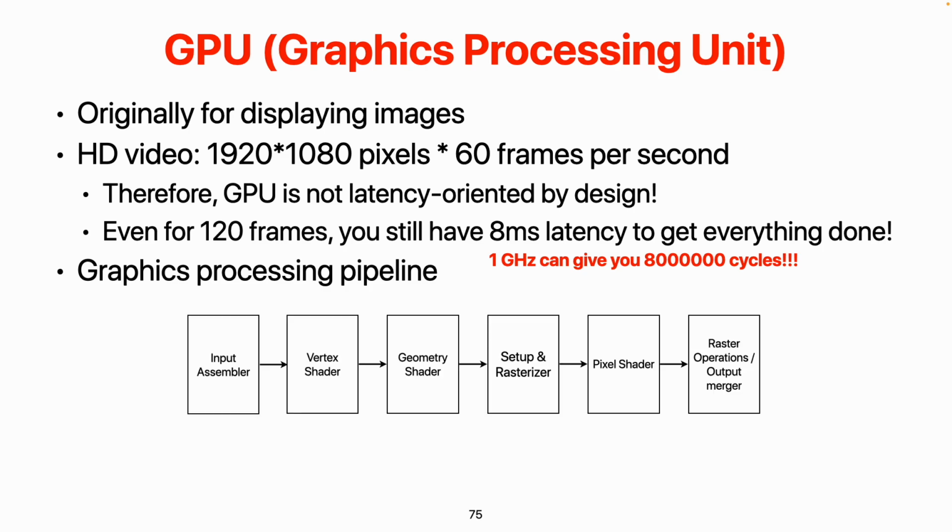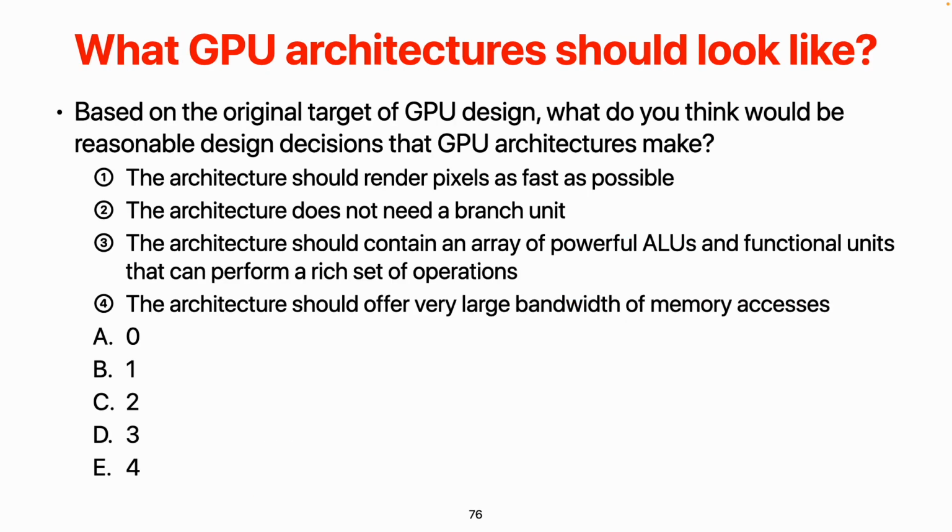So what does that mean? You do not need to render as fast as possible. You don't need a branch predictor because you have pretty regular code. And the operations that you want are simply multiplication and addition, so you don't need powerful ALUs. A lot of people have the misunderstanding that GPUs are very powerful processors. The answer is no.